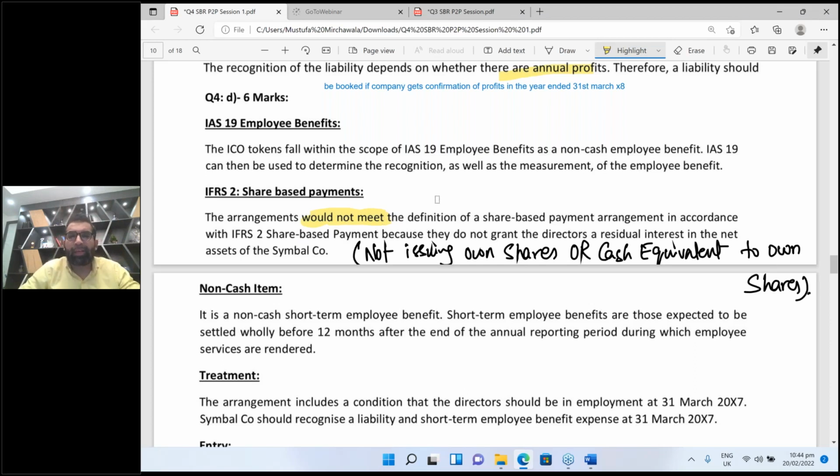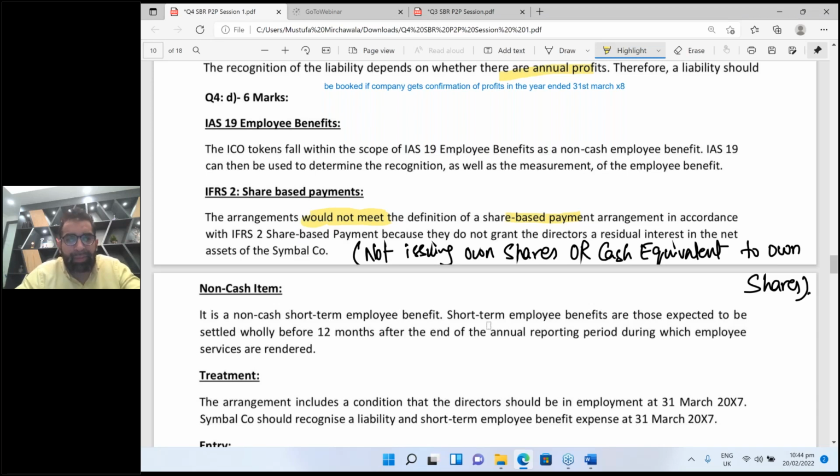The arrangement would not meet the definition of a share-based payment arrangement in accordance with IFRS 2, because they do not grant the directors a residual interest in the net assets of Symbol Company. That means we are not issuing our own shares, and we are not issuing cash equivalent to the share price of our shares. So this is not at all in the scope of IFRS 2. Now, it is a non-cash short-term employee benefit.